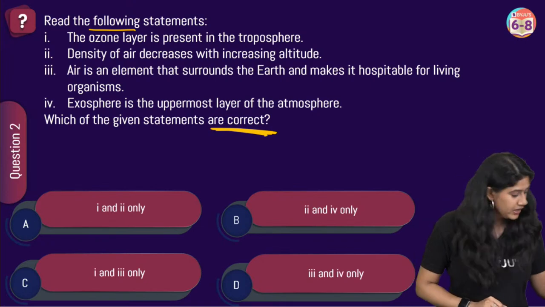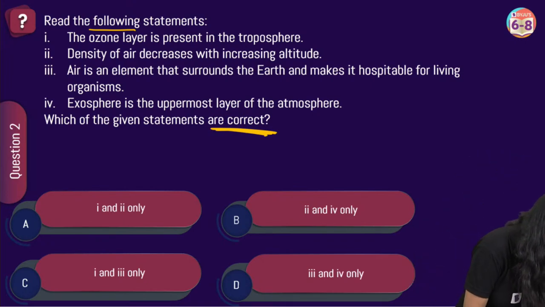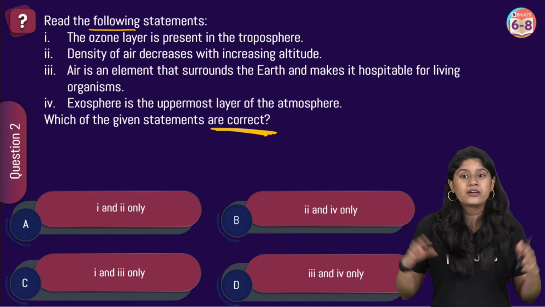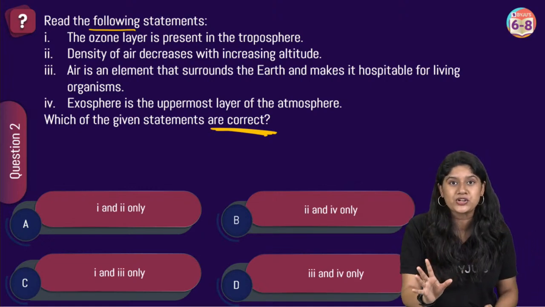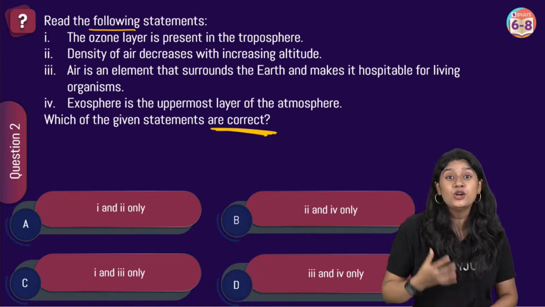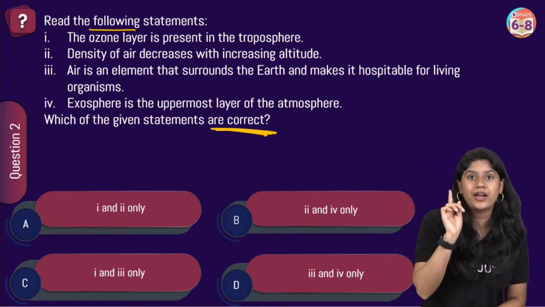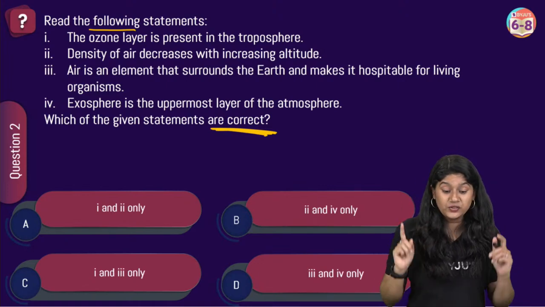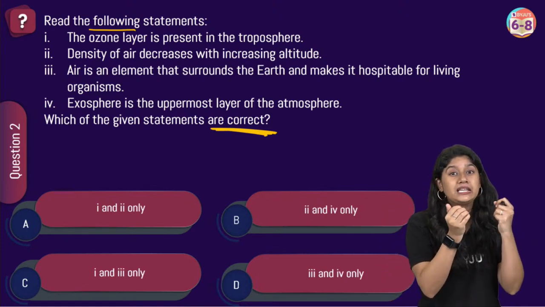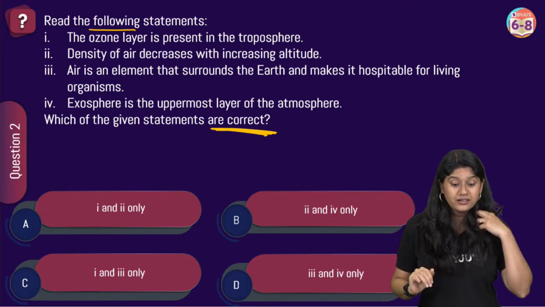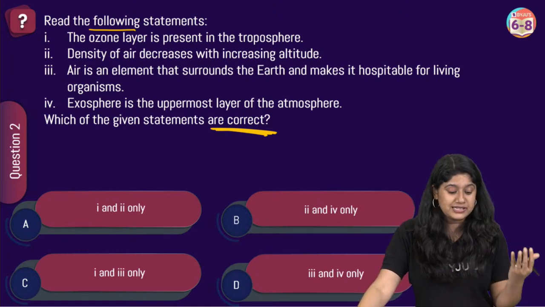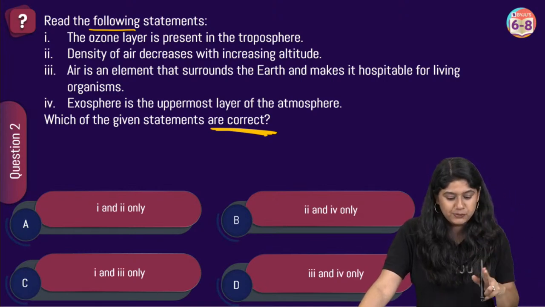We have the polls now. I know the correct answer. 36% of you as of now. Now 44, the percentage is increasing. Everyone quickly vote. Read the statements correctly, and we will be having a discussion on this question. We know the ozone layer is very important. It provides us protection from the harmful UV radiation. Where it is present is a very important question. Density of the air decreases, for example, we have a lot more air at the lower altitude as compared to the higher altitude. Air is around the earth, and because of that living organisms can easily live. The last one, exosphere is the uppermost layer of the atmosphere.